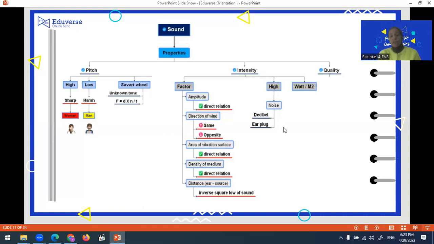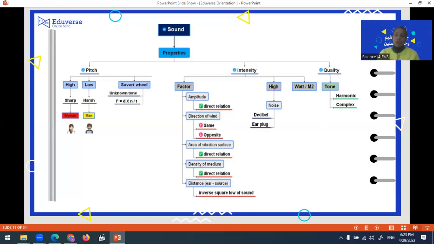The third property of the sound is the quality of the tone. How can we differentiate between two sounds that have the same frequency and the same amplitude? Yes, from this property, which is the quality. Okay, in the tones, we have two different tones, which are the harmonic tone and the complex tone. Let's talk about them very quickly. What is the complex tone?